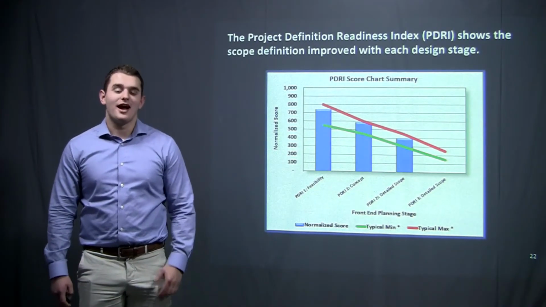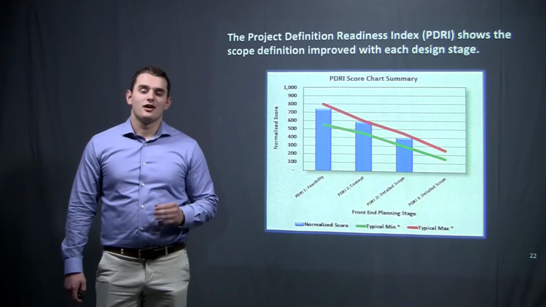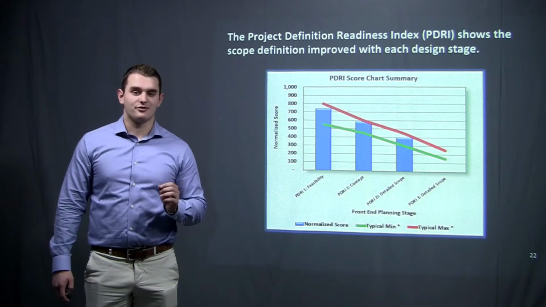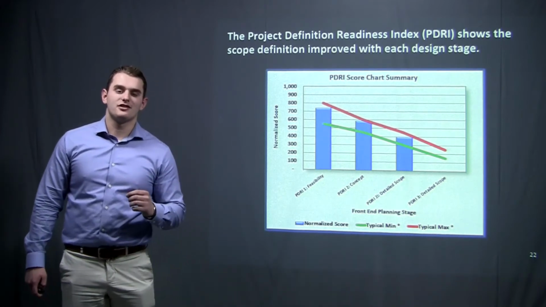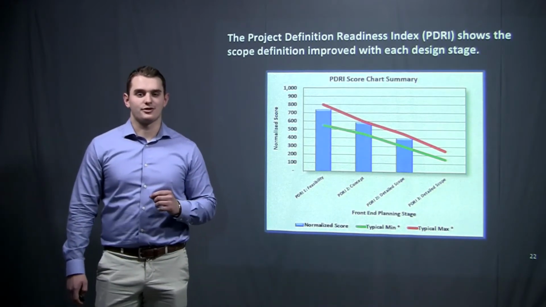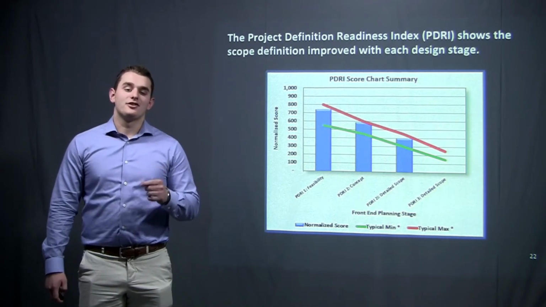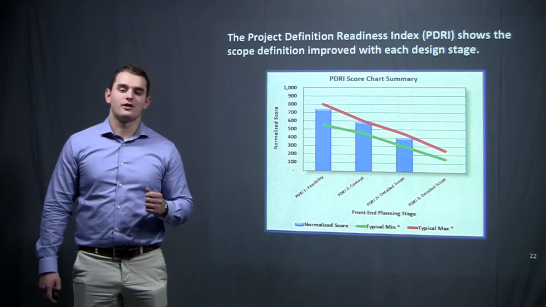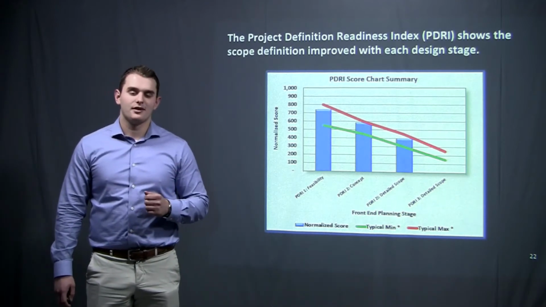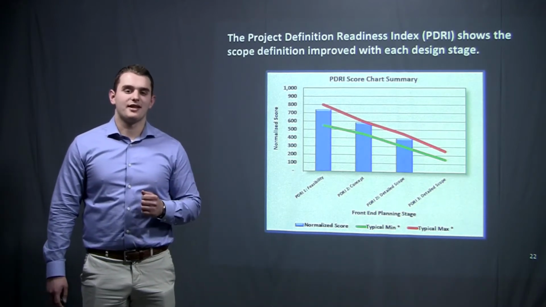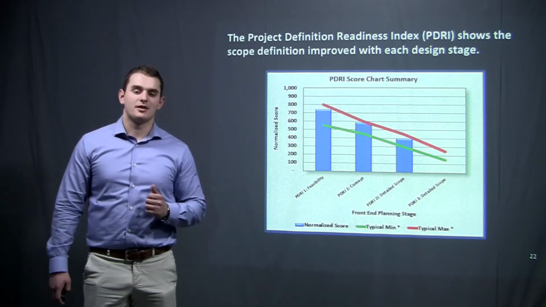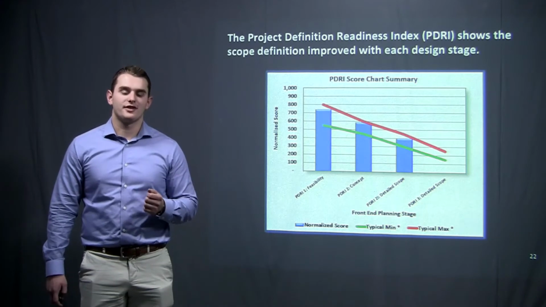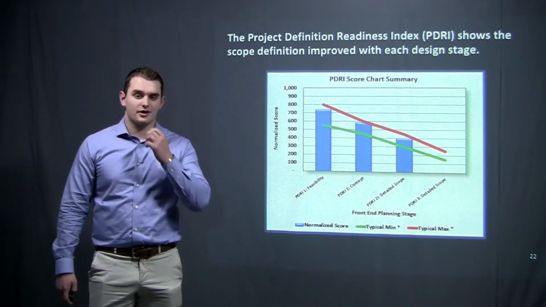Thanks, Brandon. As part of our design methodology, we use a Project Definition Readiness Index, or PDRI for short, to monitor the definition of our project throughout its course. In the chart, you can see the PDRI scores for gate 3, 4, and 5 from left to right. The red line and green lines represent the maximum and minimum typical scores for each phase. As you can see, our scores fall nicely between these ranges, which puts us on a good course for our project development.